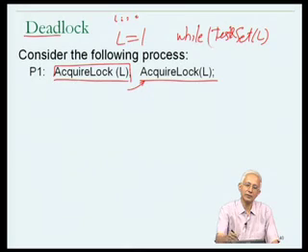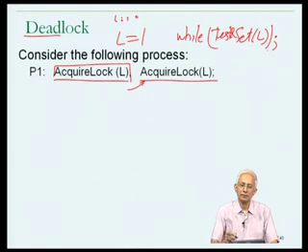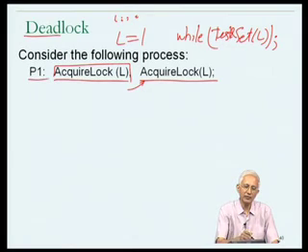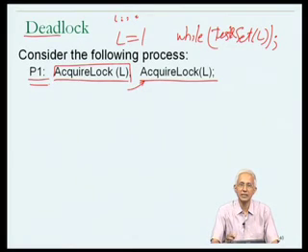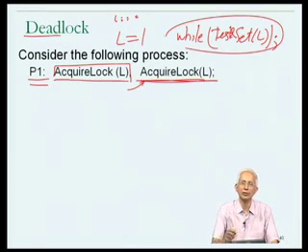executing while test and set of L forever, because this is not a situation in which the value of L is going to get changed. The only possibility for the value of L to get changed is where this very same process executes release lock. And this process, every time it executes, is just going to keep on executing acquire lock, busy waiting on this loop inside the acquire lock function.